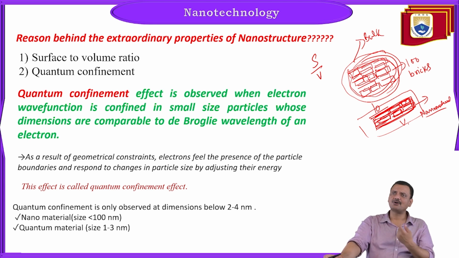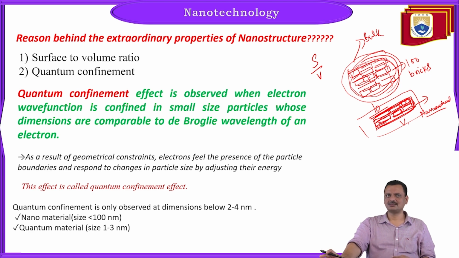So the surface to volume ratio will be less in the bulk form, but once you move from bulk to nano, the surface to volume ratio will be high. If the surface to volume ratio for any structure is high, that structure will be more reactive. More reactive means they will show more conductivity, more optoelectronic behavior, or anything. So that's the reason behind the extraordinary properties of nanostructures.